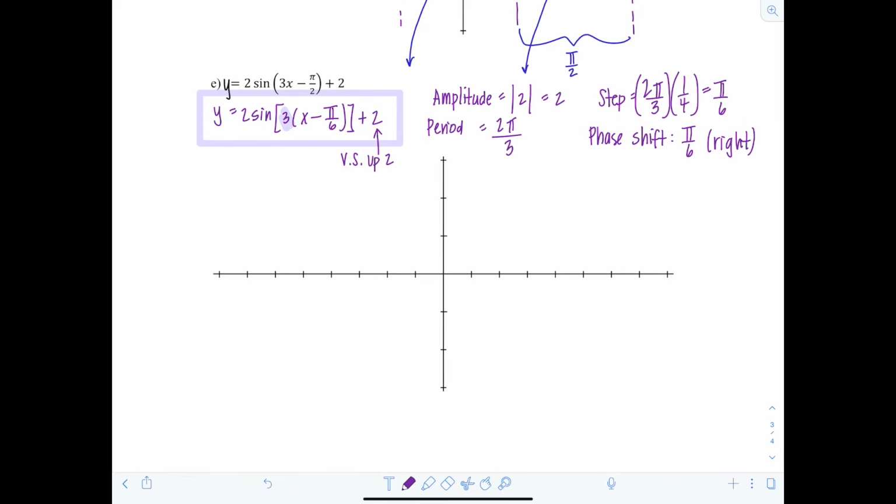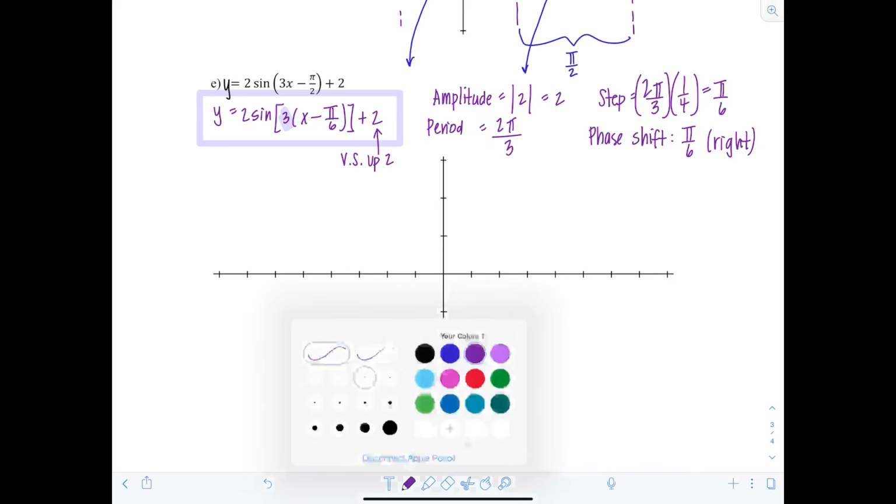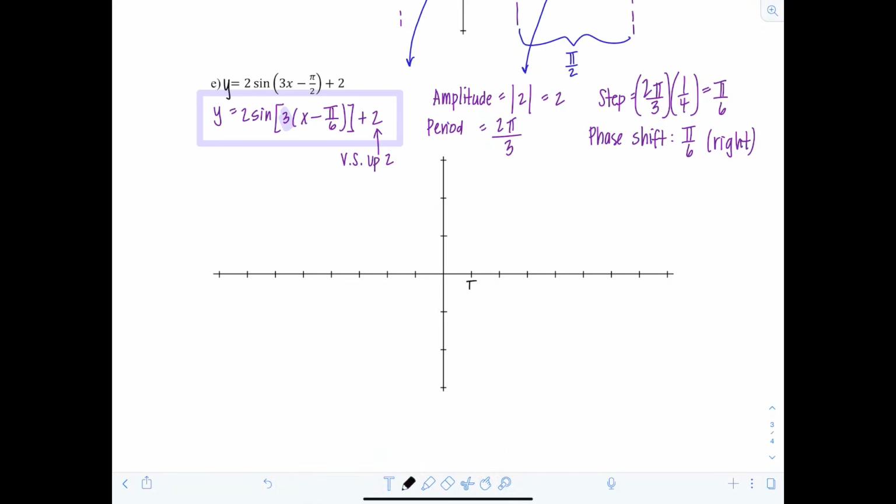So since the step is pi over 6, let's let each tick mark represent pi over 6. And my phase shift is pi over 6 to the right. So that's really convenient. So here's my new starting point, pi over 6 to the right. And then let's graph 2 periods. So I'm going to keep adding the step 4 times.